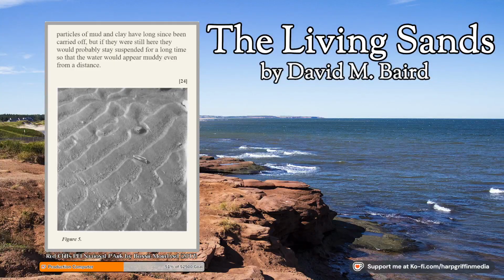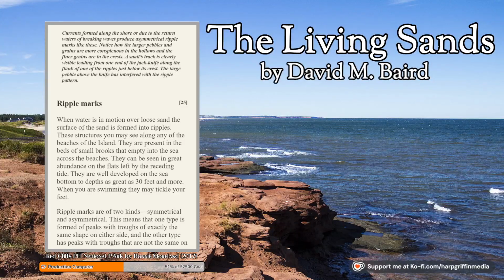Figure 5. Currents formed along the shore, or due to the return waters of breaking waves, produce asymmetrical ripple marks like these.